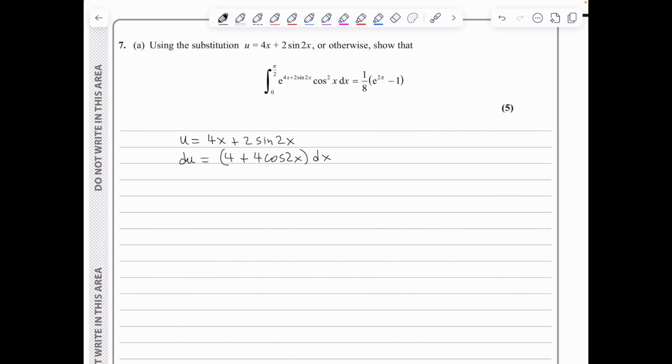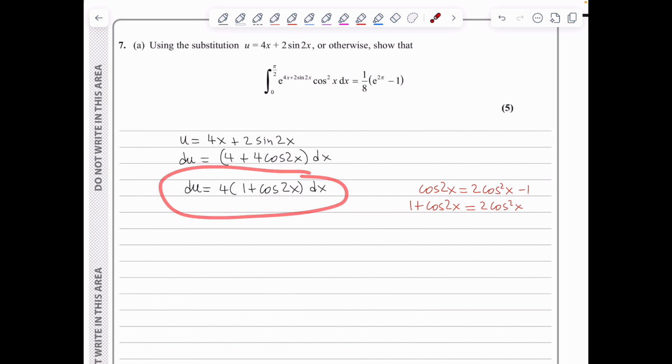Now I will factor out the 4 to get du is equal to 4 brackets 1 plus cos of 2x dx. And if we recall the double angle for cosine, we've got that cos of 2x is 2 cos squared x minus 1. So 1 plus cos of 2x is equal to 2 cos squared x. And therefore I can go back to the expression for du here and write that du is equal to 4 times 2 cos squared x dx.